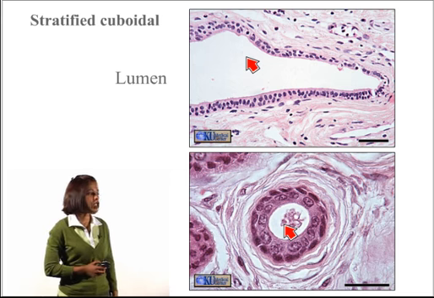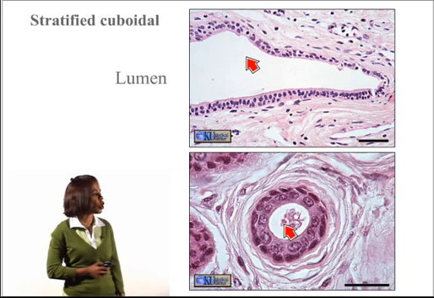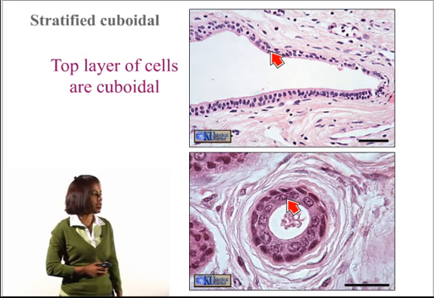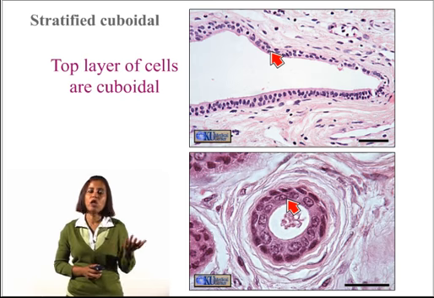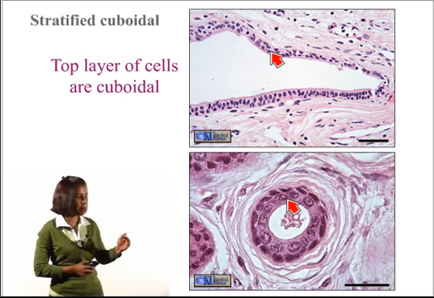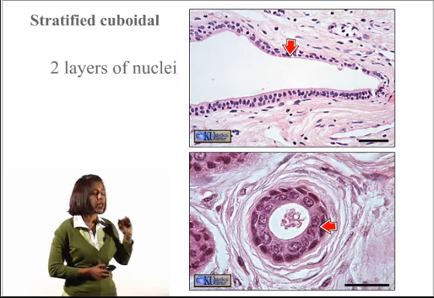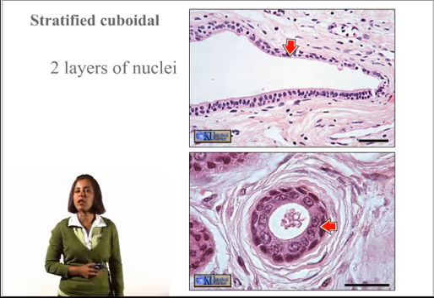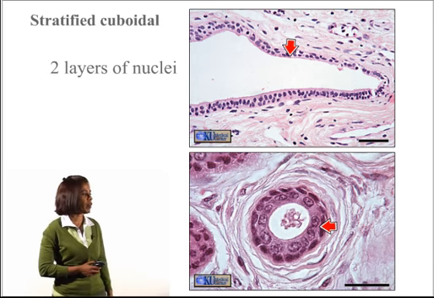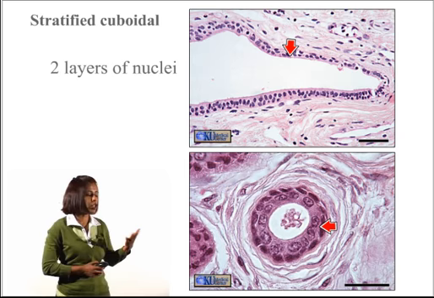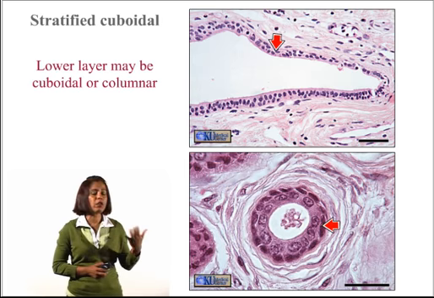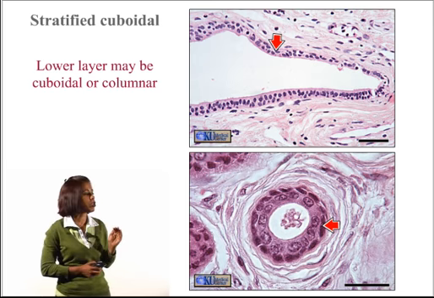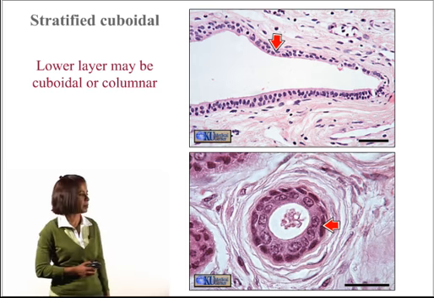And this is called stratified cuboidal because the top layer of cells are cuboidal. The bottom layer of cells may be cuboidal or columnar, but the point what you can see over here is there are two layers of nuclei, which tells you that this is a stratified epithelium, and since the top layer of cells are cuboidal, we call it stratified cuboidal. And as I mentioned, the lower layer could be columnar or cuboidal, but that does not change what you would call the epithelium. If the top layer is cuboidal, you call it stratified cuboidal.